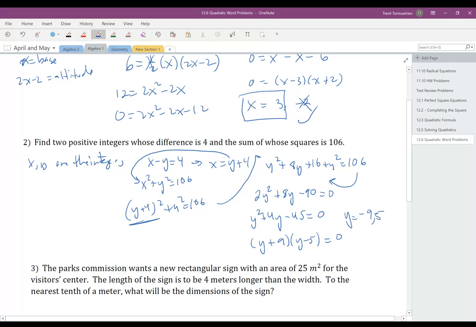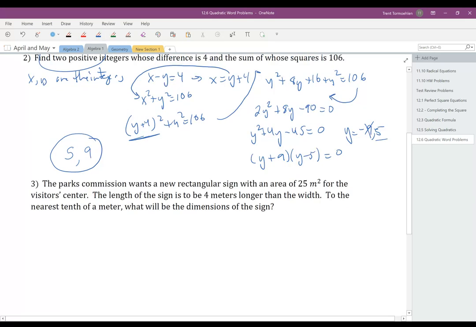y can't equal -9 because the beginning of the problem says two positive integers. You always need to go back and check your answer against the nature of the problem. Does your answer violate something in the problem at any point? So the -9 does, but 5 does not. And so the answer, the two positive integers, is 5. And then, well, what minus 5 equals 4? That would be 9. And so 5 and 9 are the two positive integers that solve this problem. 25 plus 81 does equal 106.